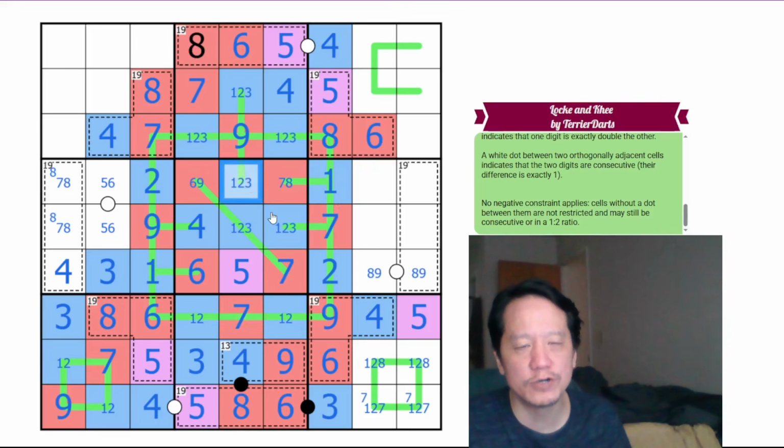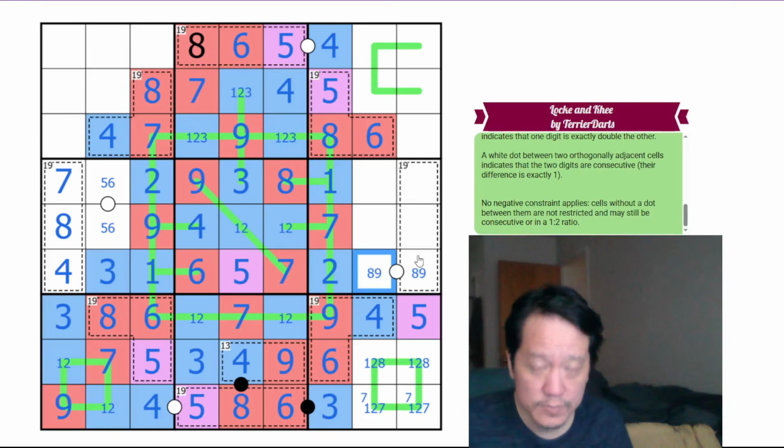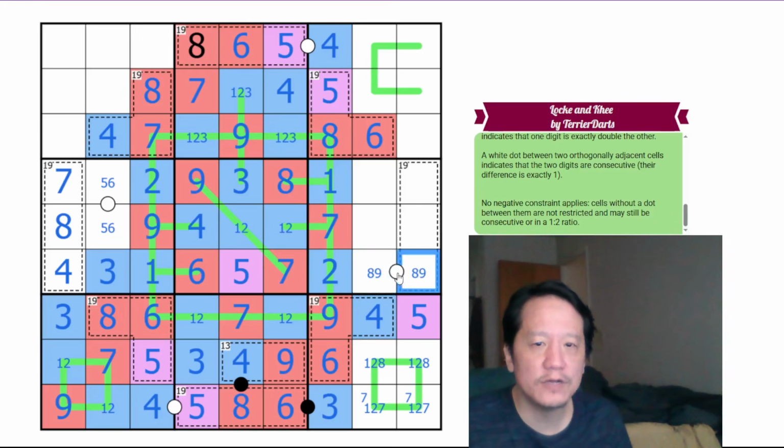This can't be 1 or 2, so it's 3, which means this can't be 3 here. That's 1, 2 as a pair. 7 eliminates 7 here, so it's 8. That 6 eliminates 6 here, so it's 9. 8 eliminates 8 here, so it's 7 and 8. This is 8 or 9 here.